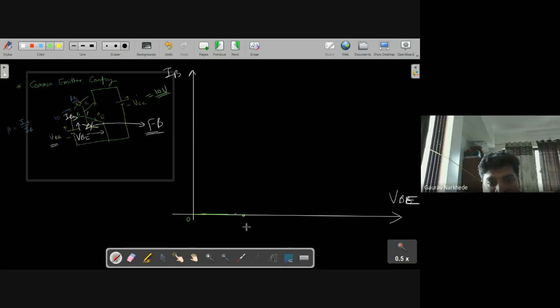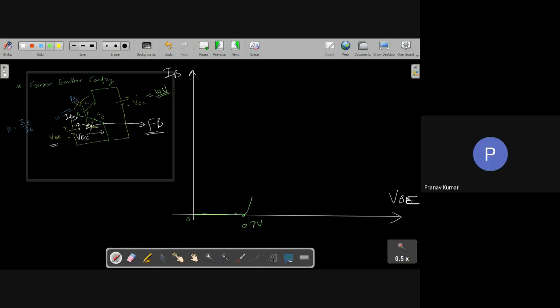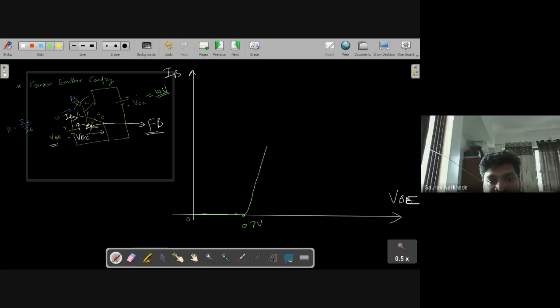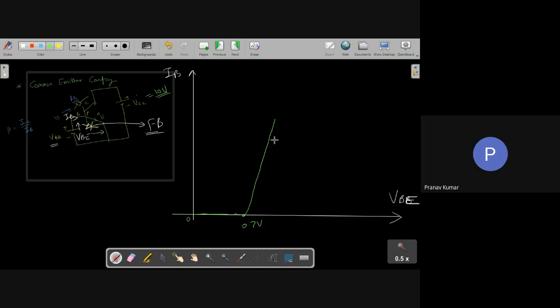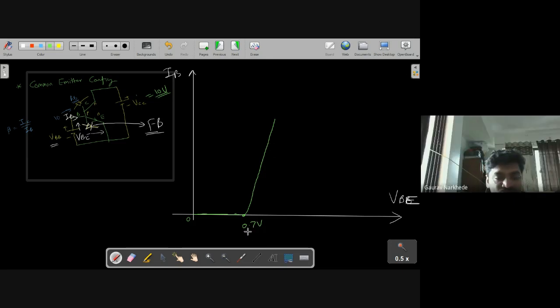Then what will happen? Let us say this is 0.7 volts for silicon. At 0.7 volts, the current will start increasing, correct? इस वोल्टेज को क्या बोलते हैं? कट इन वोल्टेज, नहीं तो थ्रेशोल्ड वोल्टेज, करेक्ट? So forward characteristics of common emitter configuration are same as that of forward characteristics of a normal PN junction diode.